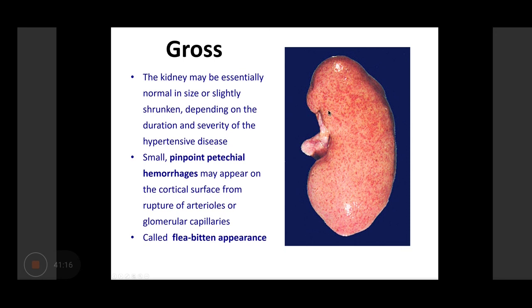The gross picture in case of malignant hypertension is very classical. The kidney is usually normal in size. They show numerous pinpoint hemorrhages on the surface, which is referred to as a flea-bitten kidney. So these numerous pinpoint hemorrhages are basically caused by rupture of arterioles or glomerular capillaries just beneath the capsule because they have a very high intravascular blood pressure.